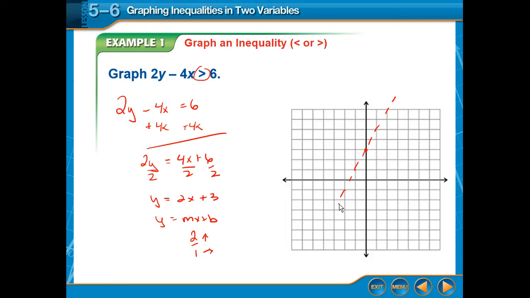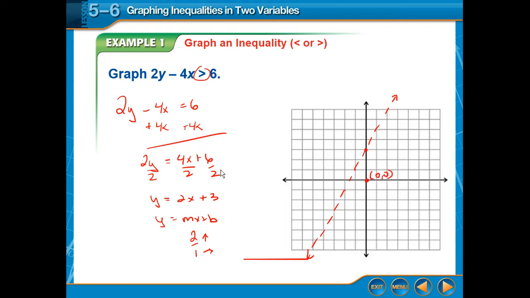through there. So this is our boundary. That's step 1. Now step 1 is done. Step 2 said to pick a point not on the boundary. Okay, and we're going to take a point. I like to use 0, 0 because it's generally the easiest.